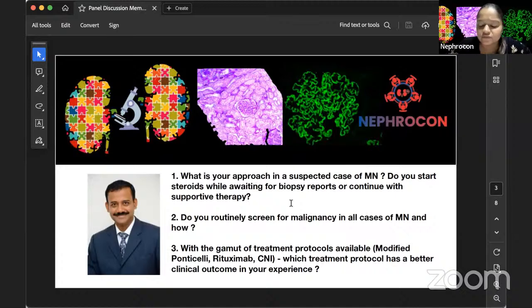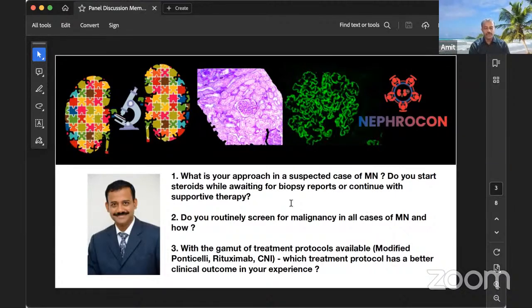Sir, what is the dose you're using for rituximab? So I use 2 doses of 1 gram 15 days apart, and then I would wait and top it up at 6 months if I do not find an adequate response.